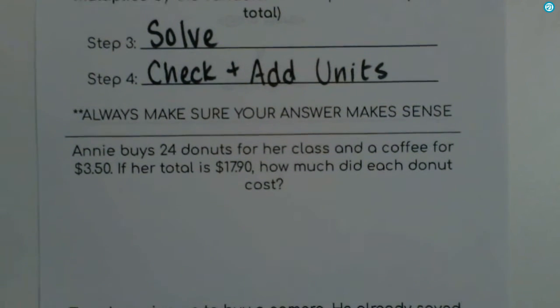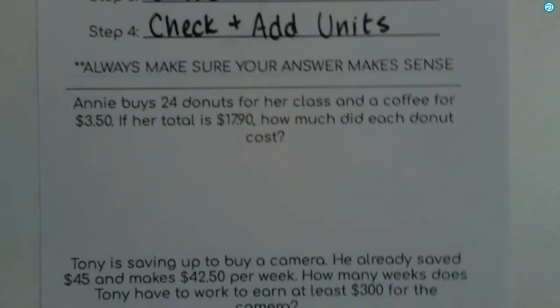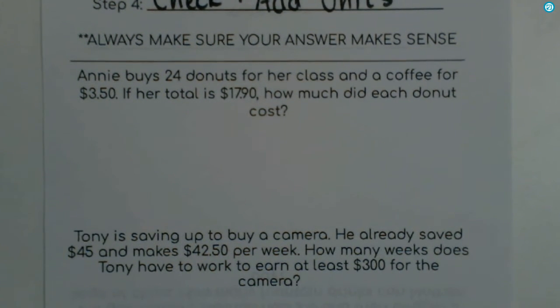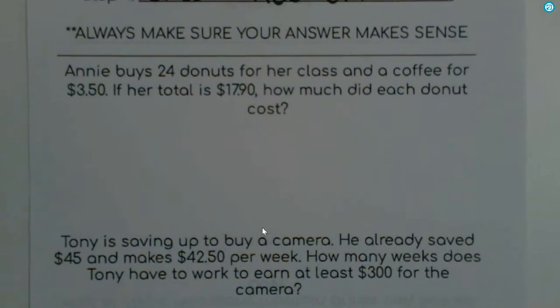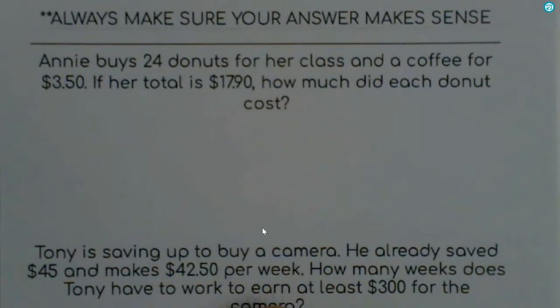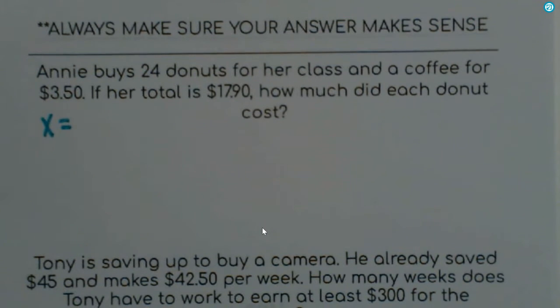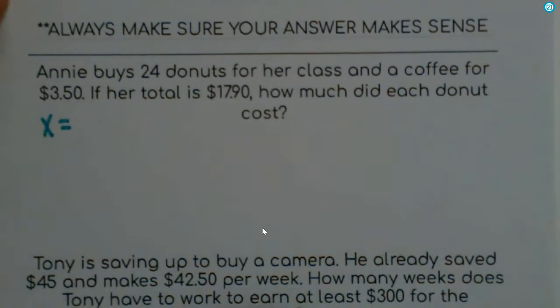So, first problem is Annie buys 24 donuts for her class and a coffee for herself for $3.50. Her total is $17.90. We want to know how much each donut cost. So the first thing that we need to do is define our variable. So we are going to write down X equals, what are we trying to figure out? That's that last sentence there. How much each donut costs. So I'm going to write X equals cost per donut.